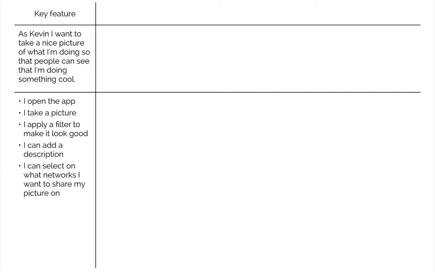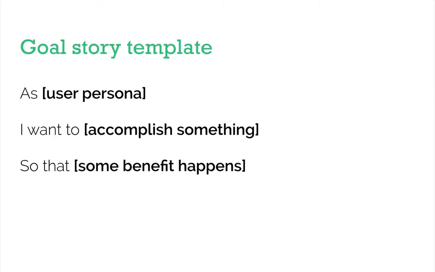Alright, that's it for this lesson. Now take a piece of paper, write the goal story of your core feature using this template, and then break down the flow step by step using simple terms only. In the next video, we'll use a great tool that will allow us to take into account the user psychology to make sure that we're building an engaging app.